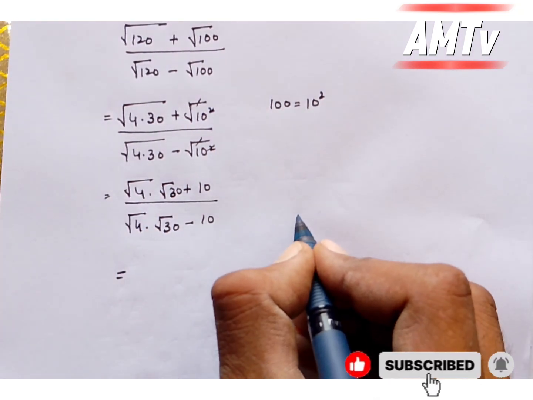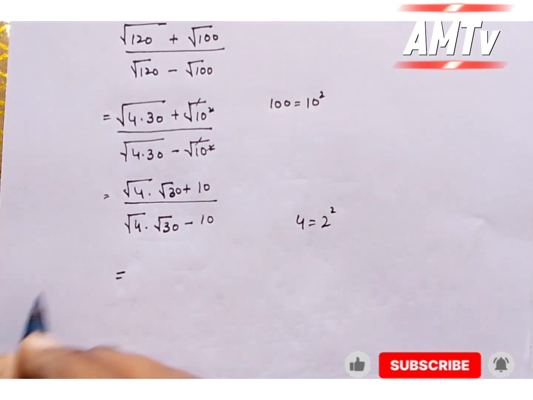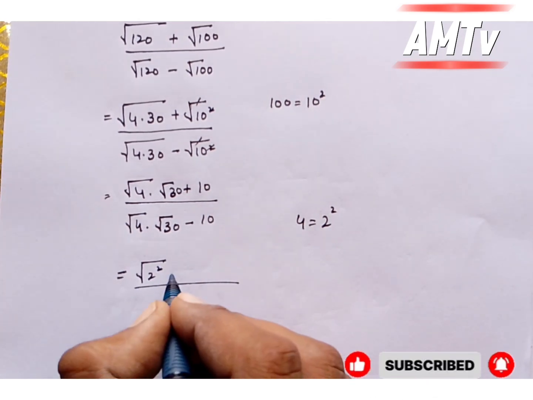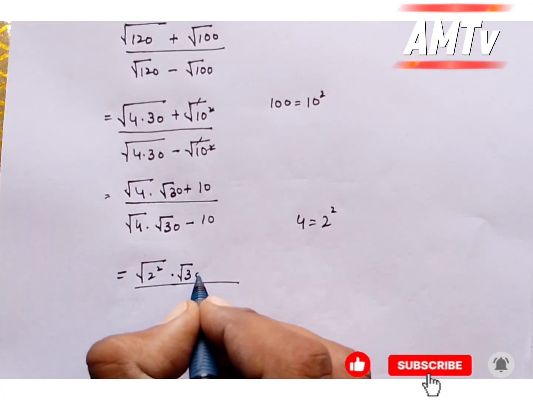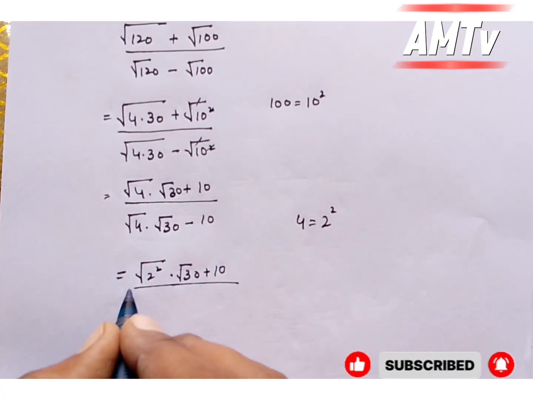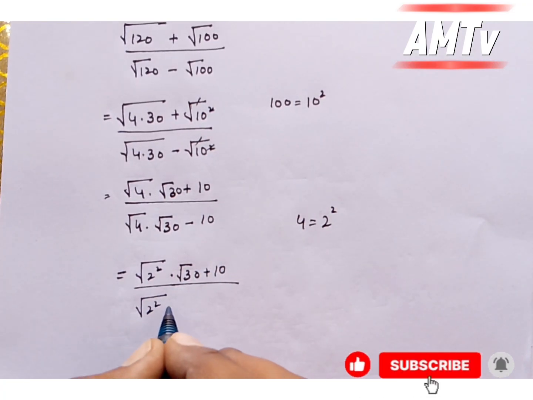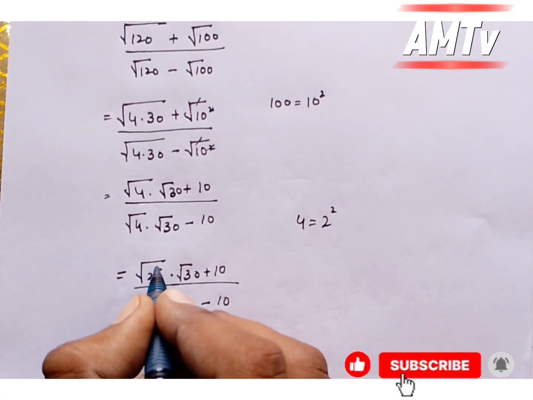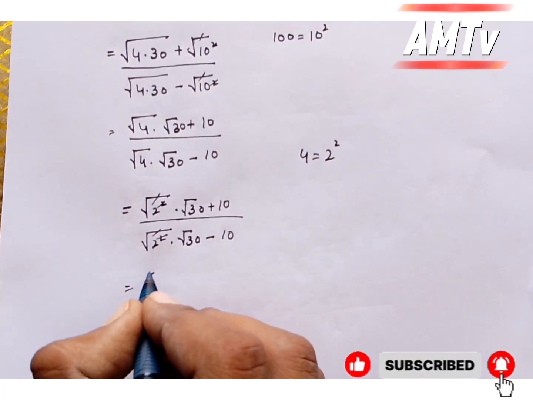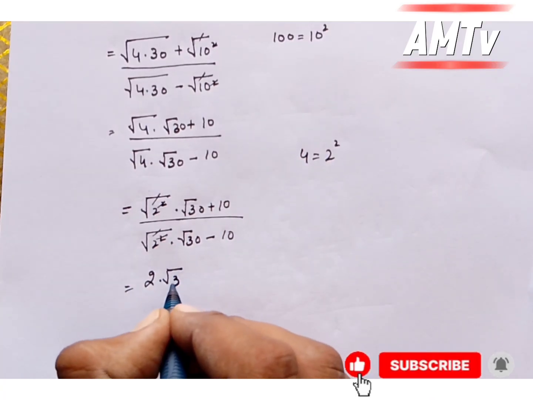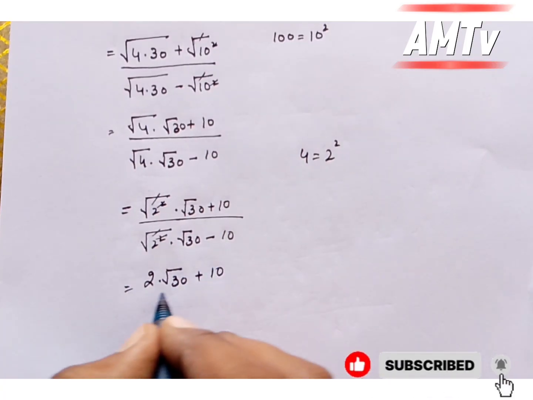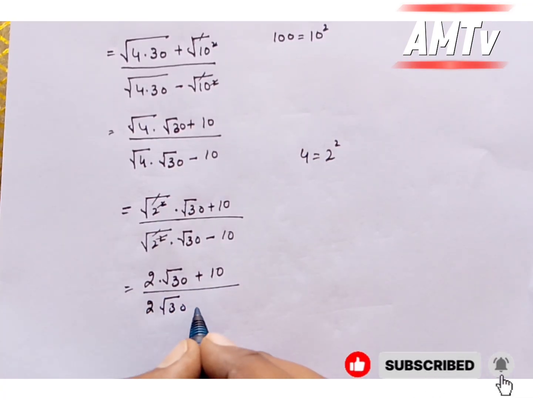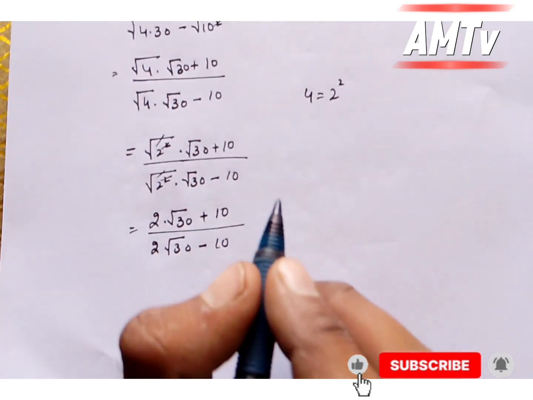As we know that 4 is the square of 2, so we can write 2 square into 30 plus 10 divided by 2 square into 30 minus 10. Square and root cancel, so 2 into root 30 plus 10 divided by 2 into root 30 minus 10.